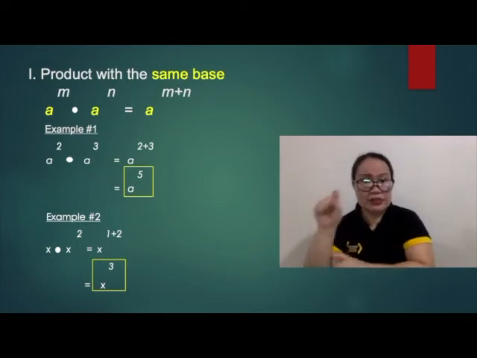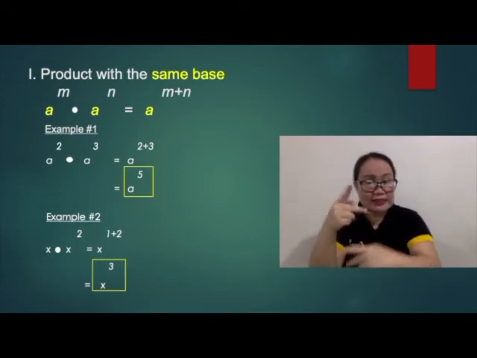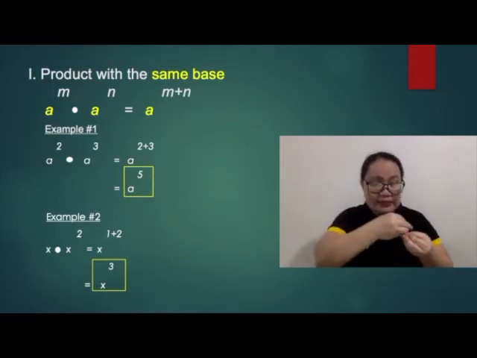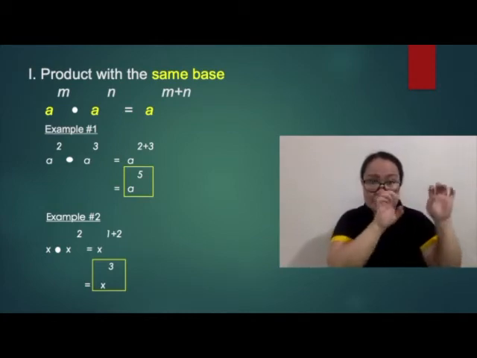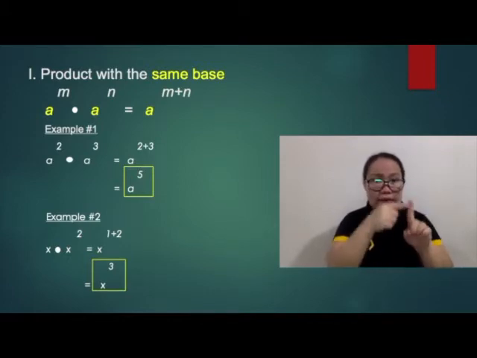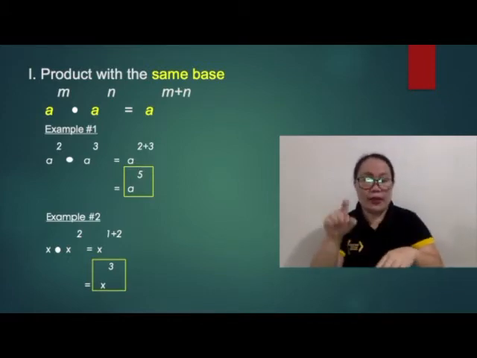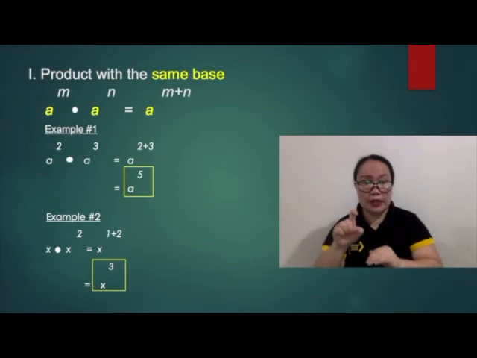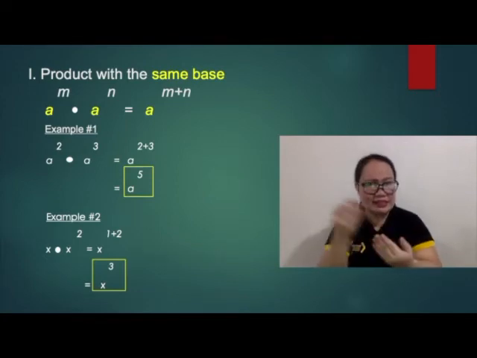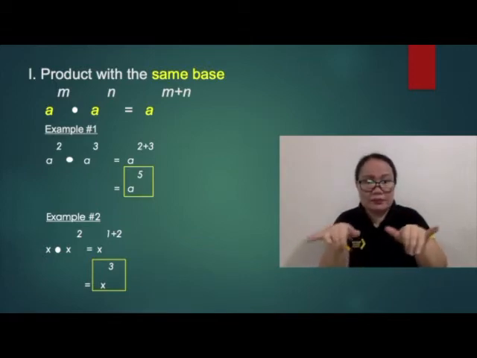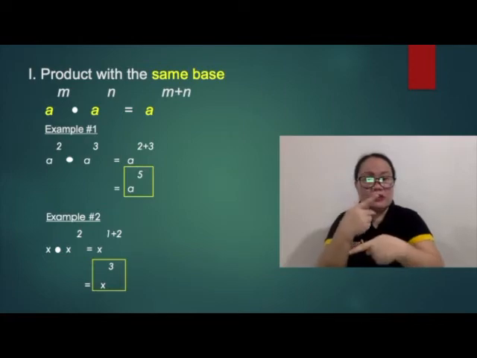So x raised to 1 times x raised to 2 is equal to, add the two exponents, keep the base, and then the exponent is 1 plus 2. So x raised to 1 plus 2 is equal to x raised to 3. So very easy. Just add the exponents of the same bases. So this means product with the same base.